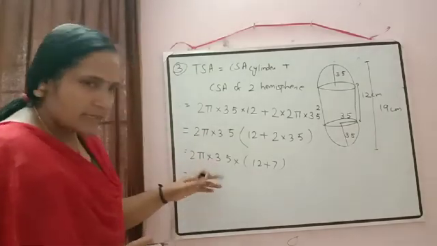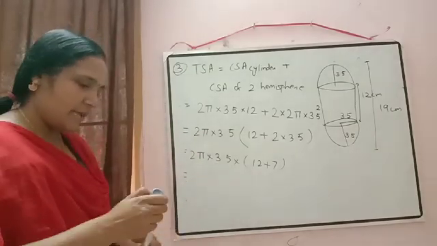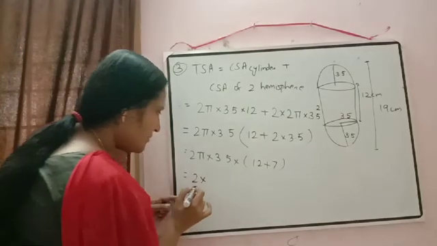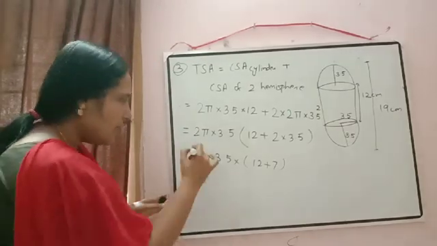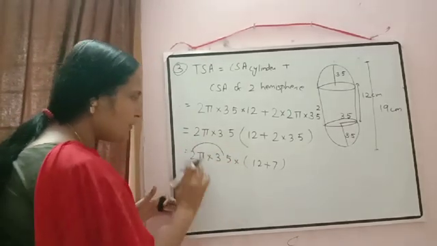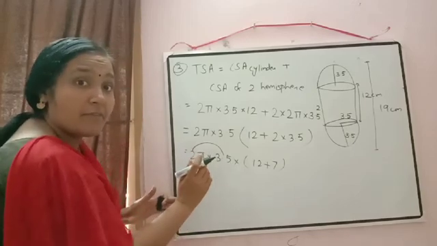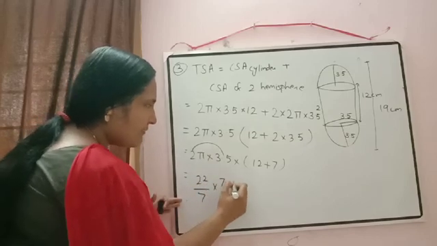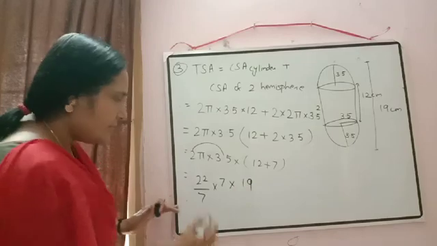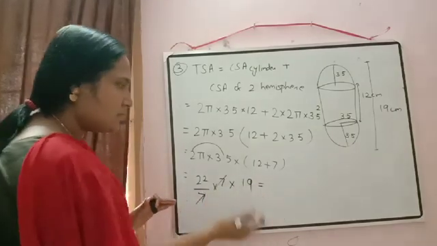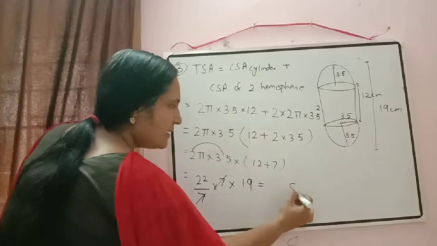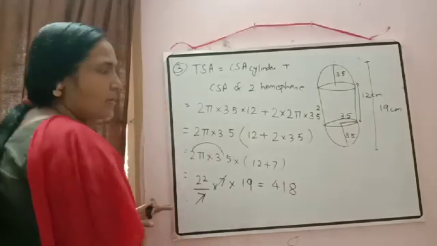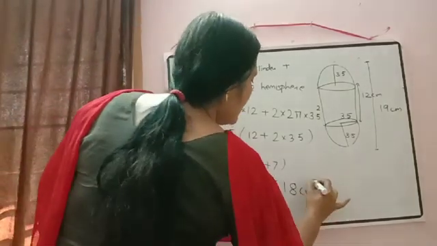Now you can check 3.5 is a multiple of 7. Then we can take pi is equal to 22 by 7. Otherwise, if you don't want decimals, you can multiply these two. What will be 2 into 3.5? 2 into 3.5 will be equal to 7. So remaining now 22 by 7 into 19. Then 7 and 7 will get cancelled. Now this one we can multiply. 19 twos are 38, carry over 3. 19 twos are 38 plus 3, 41 centimeter square.